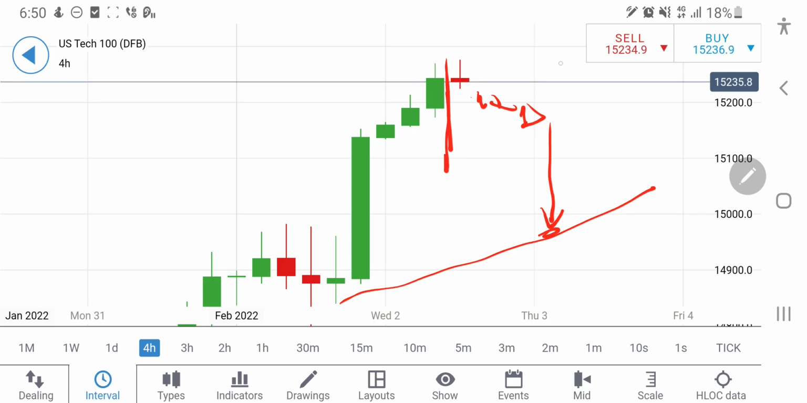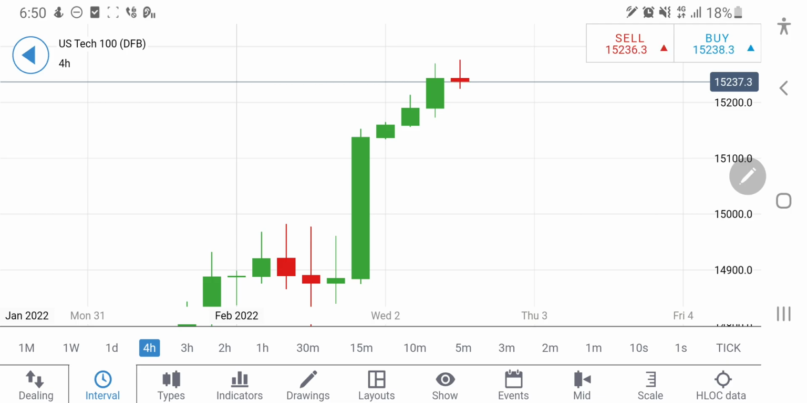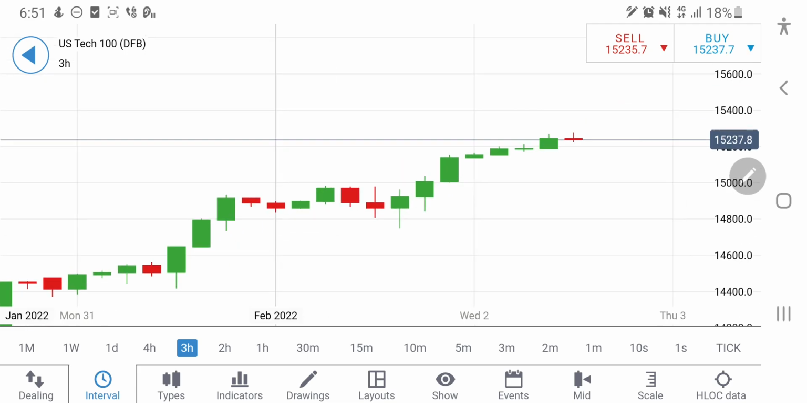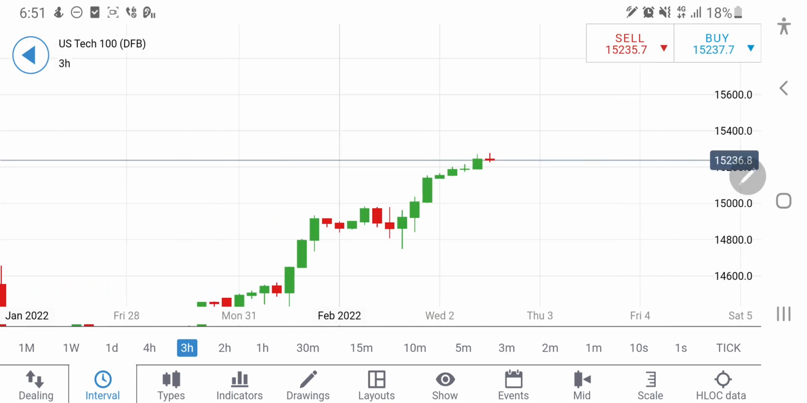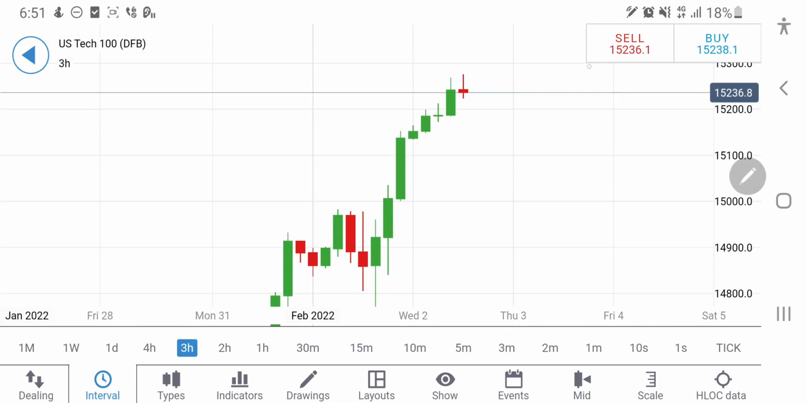So take your positions, and any long is only recommended once it's below 15,300, and I will give you the exact levels. Do watch till the end of this analysis and look at the 3-hour charts also. On the 3-hour charts, see, it has formed a wick there.